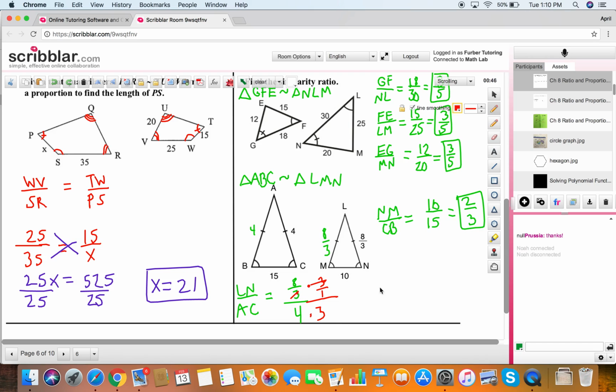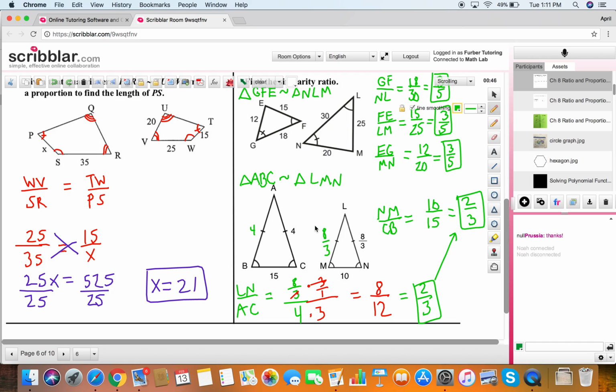That's going to make the 3's cancel, and I'm going to end up with 8/12. From here, now I can simplify that. And if I divide both of those by 4, I'm going to get 2/3, which is the same ratio as this one. So these are similar triangles, and they have a similarity ratio of 2/3. Again, I don't have to try these sides because they're the same.